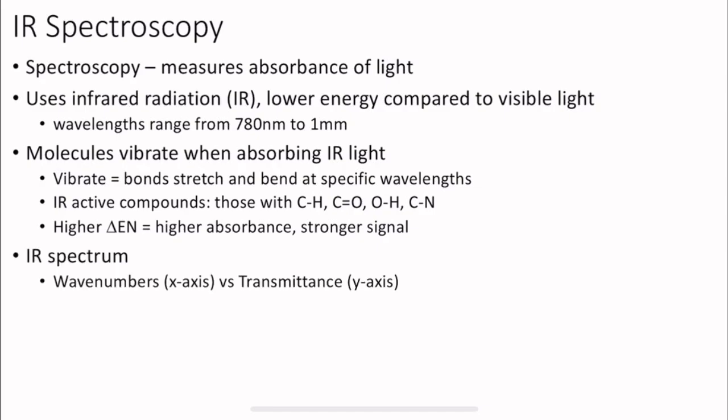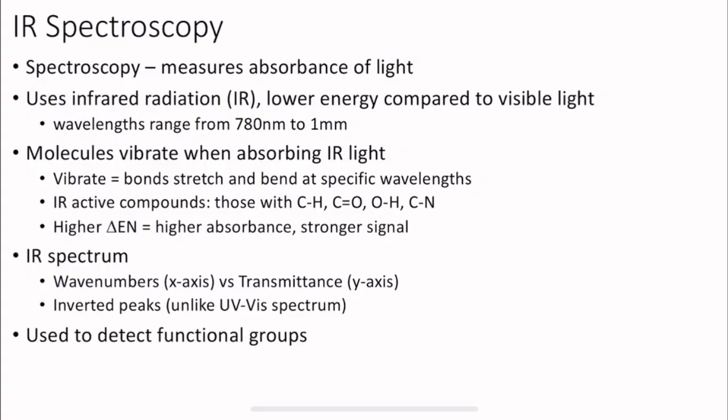The IR spectrum has wave numbers on the x-axis and transmittance on the y-axis. Don't confuse this with the UV-Vis spectrum because the IR spectrum has the baseline at the top and the peaks are inverted by convention. So overall, IR spectroscopy is used in qualitative analysis, specifically in determining functional groups present in a sample.